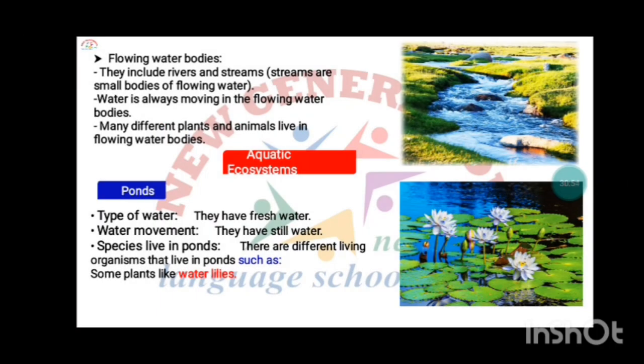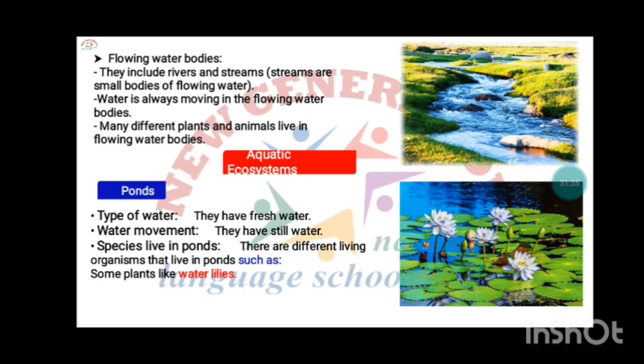Okay, number two, flowing water bodies. Flowing water bodies include rivers and streams. What is meant by a stream? A stream is a small body of flowing water. Okay. Many different plants and animals live in flowing water bodies.